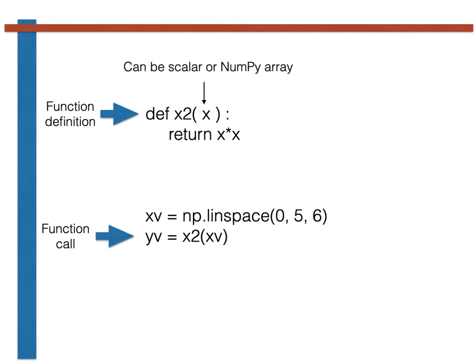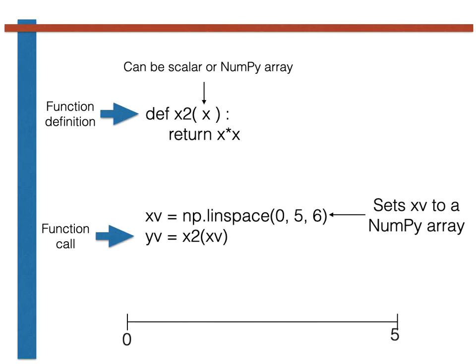Notice that on this slide I have used a function that is part of the numpy library, namely np.linspace, when I set up xv. This function takes 3 arguments. All the elements in the array that is generated are greater than or equal to the first argument, 0 here, and less than or equal to the second argument, 5 here.